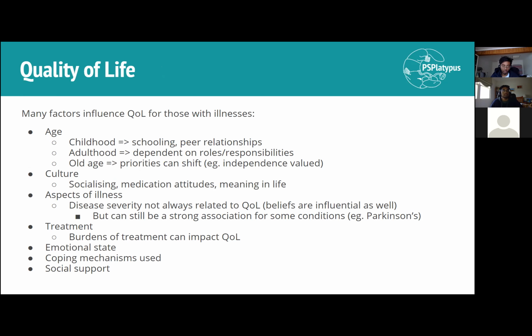In adulthood, it's more dependent on roles and responsibilities. And in old age, your priorities can shift. So valuing independence, quality of life, socializing, medication, attitudes, meaning in life, all of them impact quality of life and the way it interacts with your illness. Aspects of the illness as well. Disease. So it's not necessarily that the most severe illness has the worst quality of life, but it is strongly associated for some symptoms, such as Parkinson's. Treatment. So not just the illness, but the treatment can be a huge burden, especially for things like cancer. Emotional state. That makes sense. Coping mechanisms used as well, and social support.